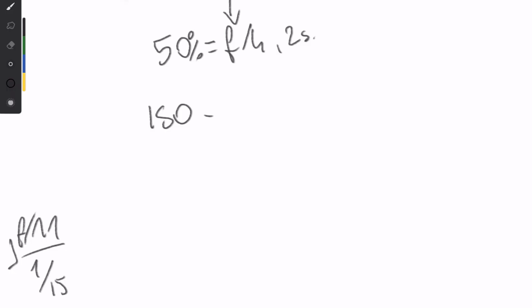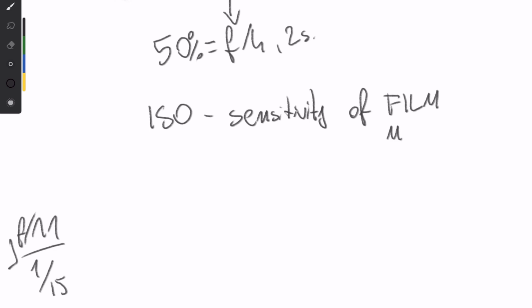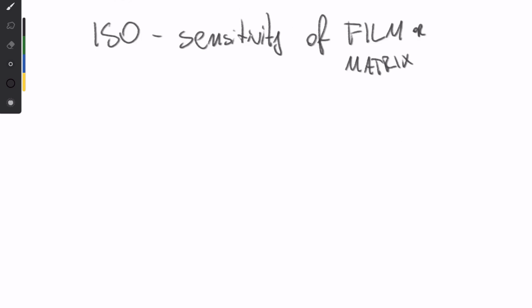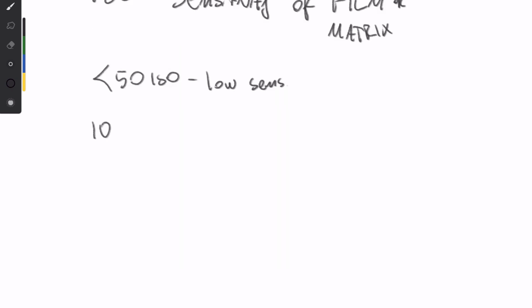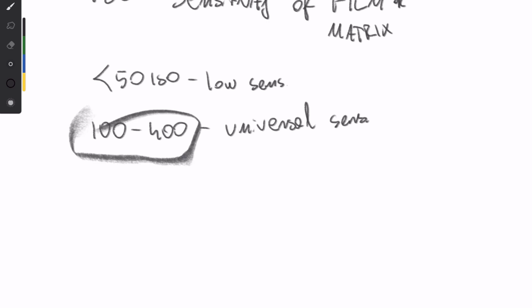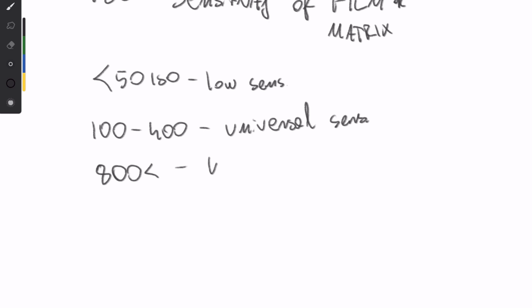So this, besides being some fucking international standard, I guess, it's also sensitivity of your film or again, matrix or sensor. And let's start with films. We have stuff that's lower than 50 ISO, and those are special low sensitivity films. Then we go to normal, so 100 to 400 is universal sensitivity. So this is the best one to learn, and I recommend grabbing the lowest one like 100 or 200. Then we have things that are higher than 800 ISO, and this will be high sensitivity.